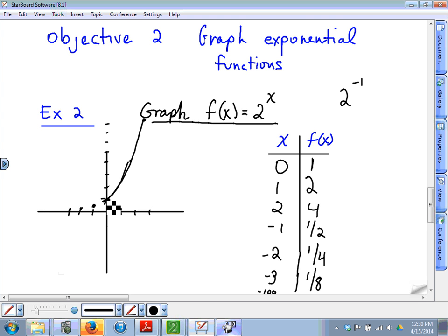So Sam was pretty accurate. This graph looks like this. It just gets closer and closer to the x-axis without ever actually touching the x-axis.